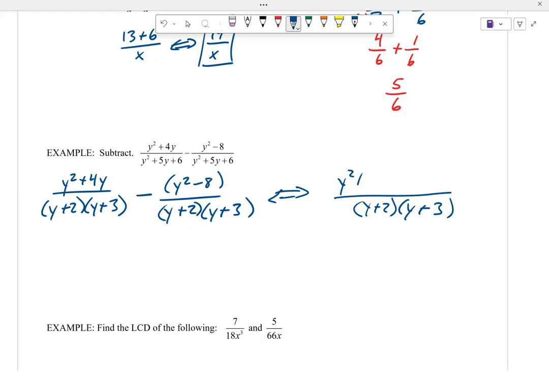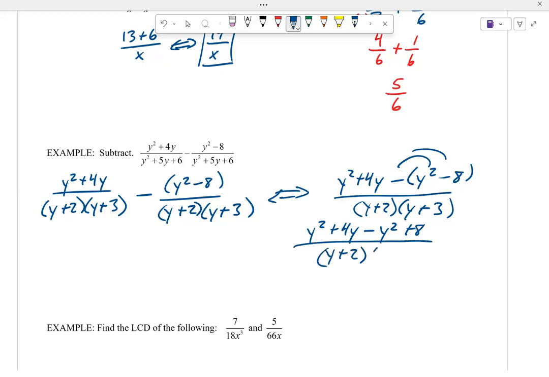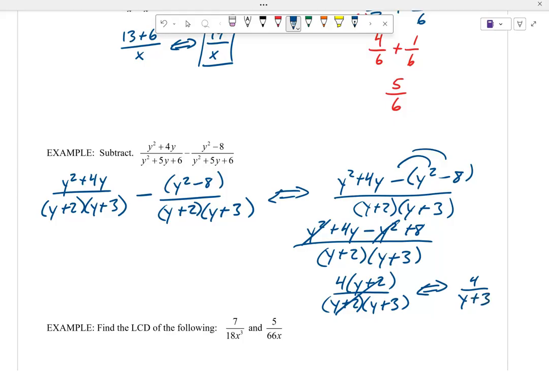So I've got y squared plus 4y, that numerator, minus the y squared minus 8. Now I'm going to have to distribute that. Y squared, so I've got a 4y plus 8. Well, 4y plus 8 would factor out a 4, and I'd have y plus 2. And notice my y plus 2's cancel. So I'm just left with 4 over y plus 3 here.